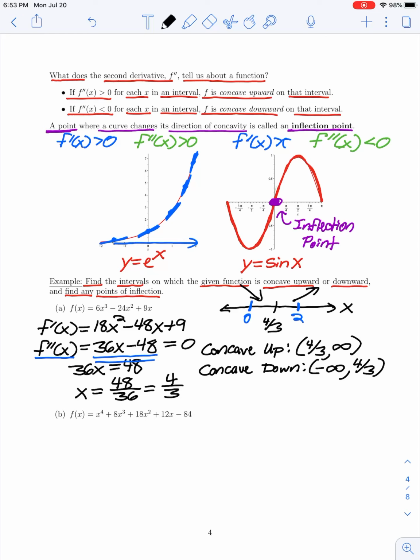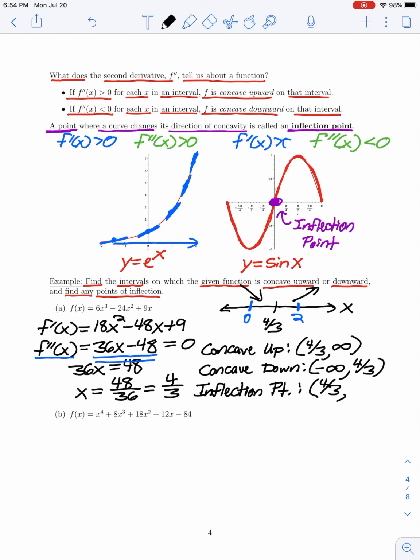So we were also asked for points of inflection. Remember, those were points where we changed the direction of concavity. We saw from our work so far that this function changed concavity when x was equal to 4/3. So the x-coordinate for our point will be 4/3, and then we have to find the y-coordinate. Since we're asking for an inflection point, that means both the x, y coordinates for a point.